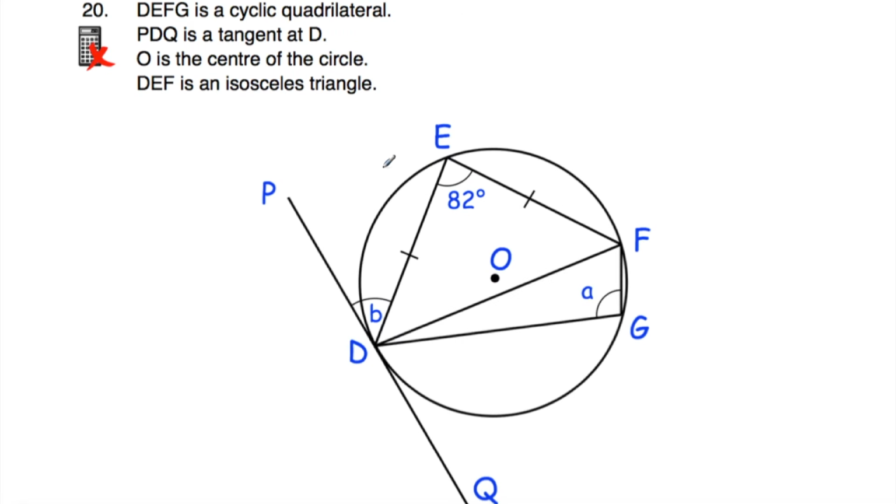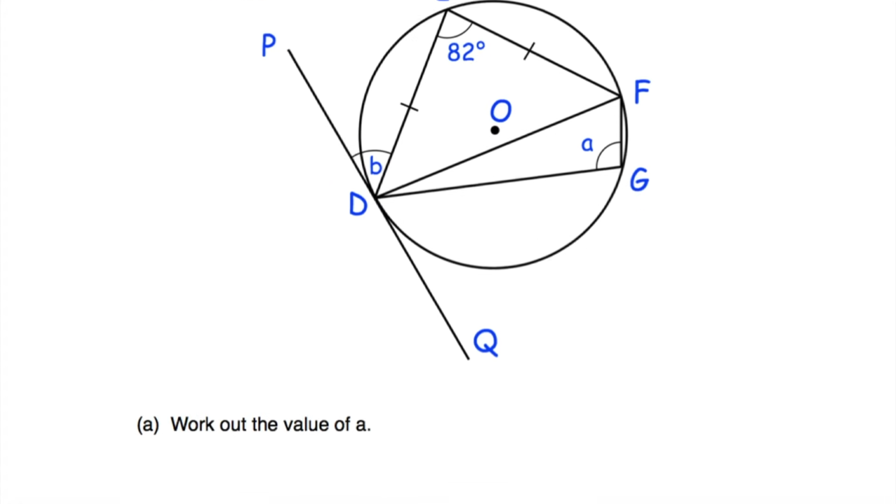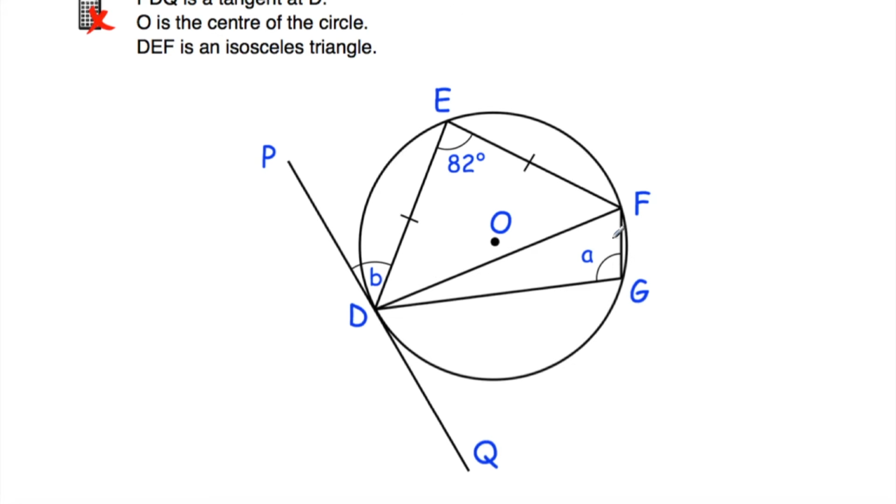Question number 20 says, DEFG is a cyclic quadrilateral, so the opposite angles add up to 180 degrees. We're told that PDQ is a tangent at D, that O is the center of the circle, and that DEF is an isosceles triangle. Part A says work out the value of A.